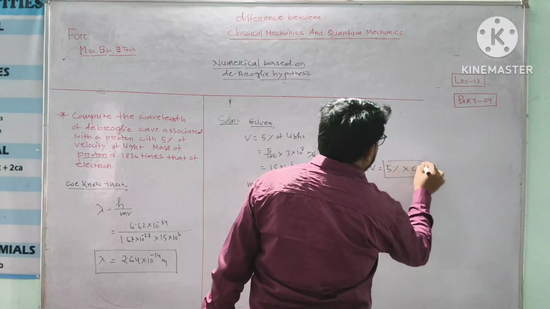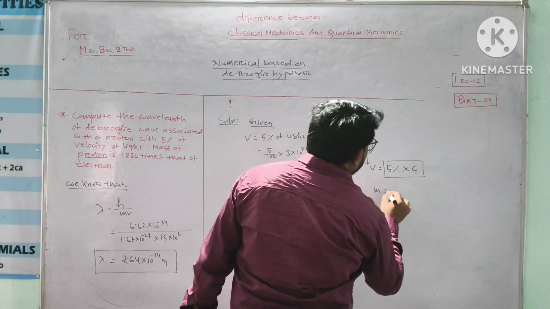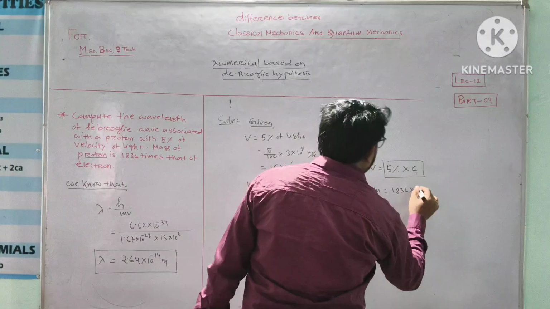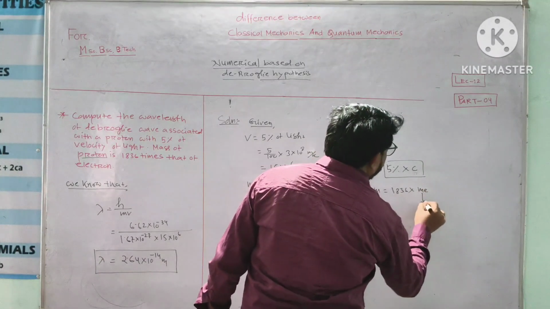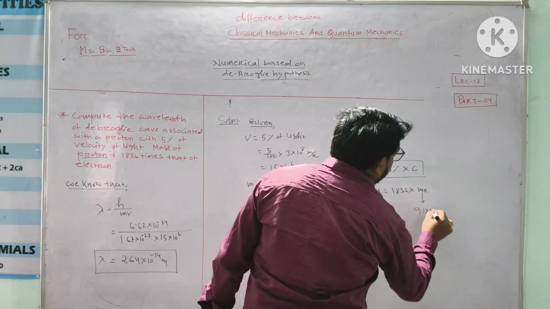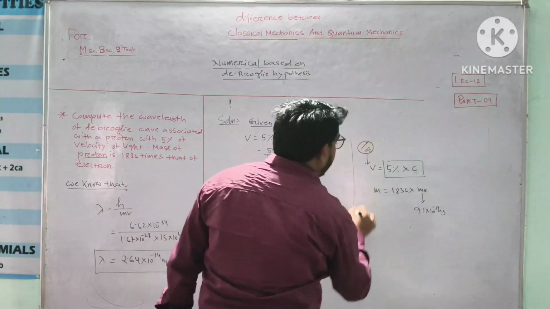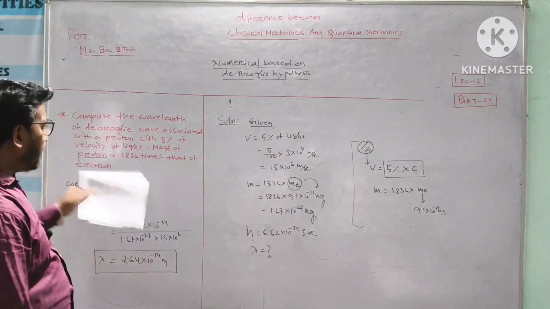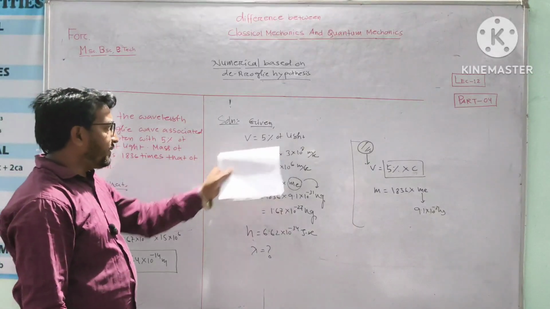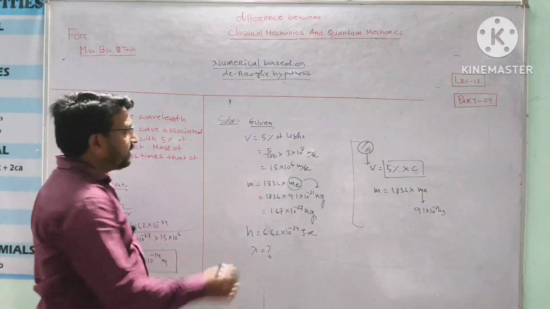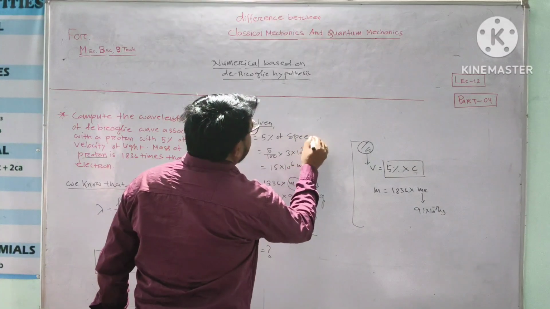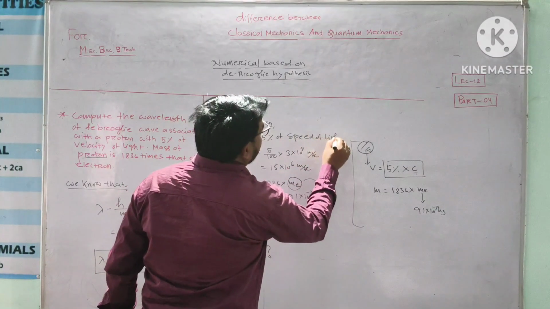It means that the speed of light, and its mass equals 1836 into the mass of the electron, and the mass of the electron we know is 9.1 into 10 to the power minus 31 kg. So this is the rough concept of this numerical problem. So the information of the question: v equals 5% of the speed of light.